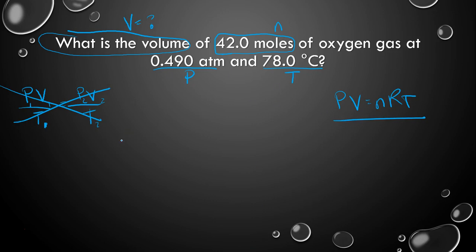For the P, we'll have 0.490 atmospheres. V is, let's see, right here, that's what we're finding. N is 42.0 moles. Now, what do we do with this R?